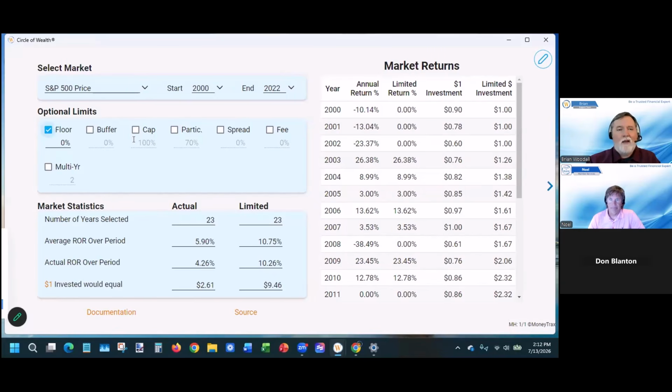Now, of course, you're always going to have to institute a cap when you have a floor. So let's just say we set the cap at 12. Okay, so now I've set a cap. What does that mean? Well, I can show someone that in 2003, this index performed at 26.38%. But because I had a cap, I only got a 12% return. Now, over the period of time with this market history, is that a bad thing?